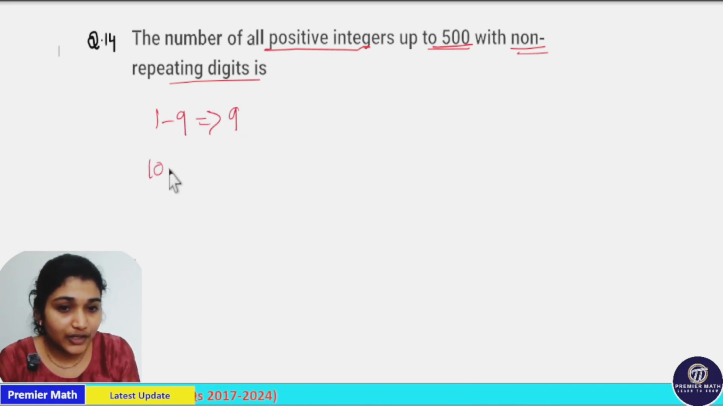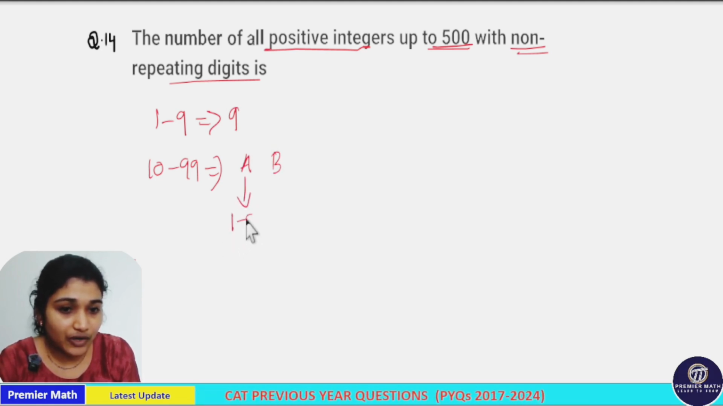Now from 10 to 99 we can use probability here. First consider the first digit as A and the second digit as B. For A we can choose any digit from 1 to 9; 0 is not possible for A. So A has a total of 9 values. For B, we can choose any digit from 0 to 9.